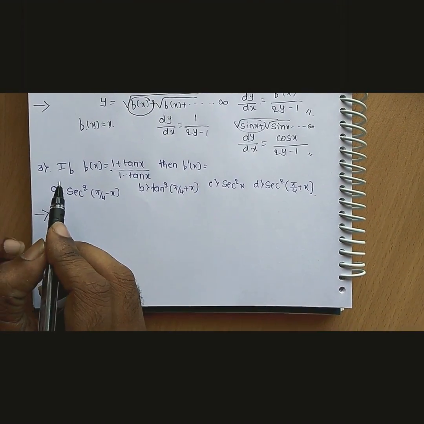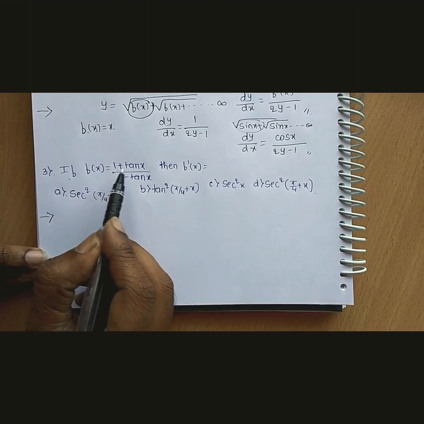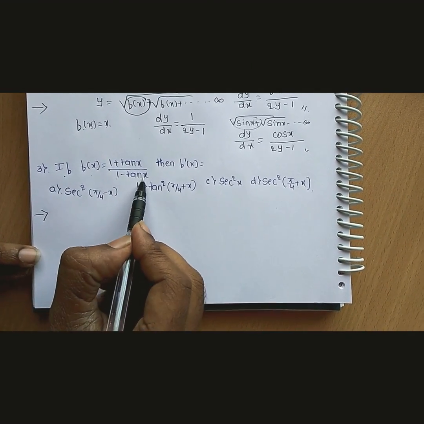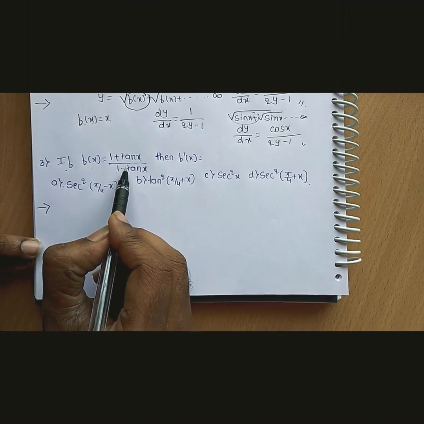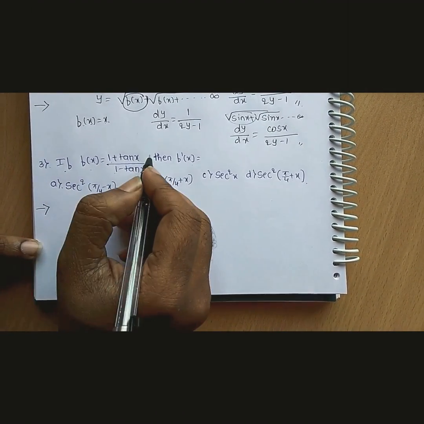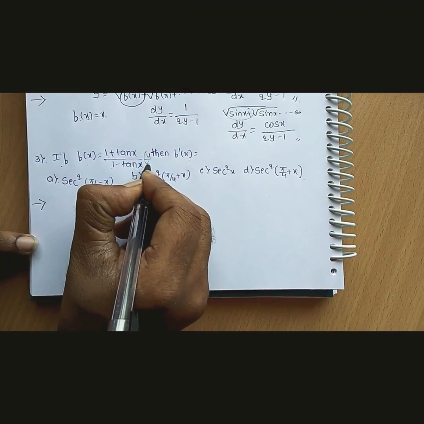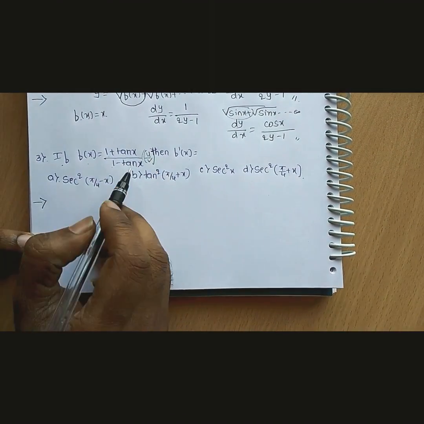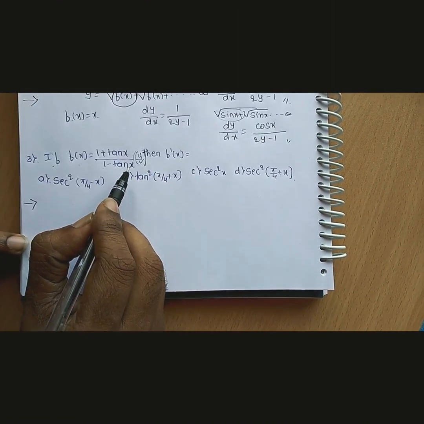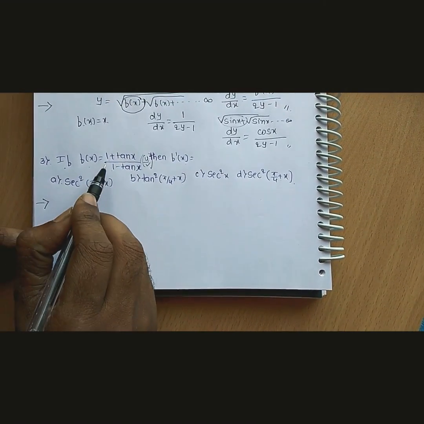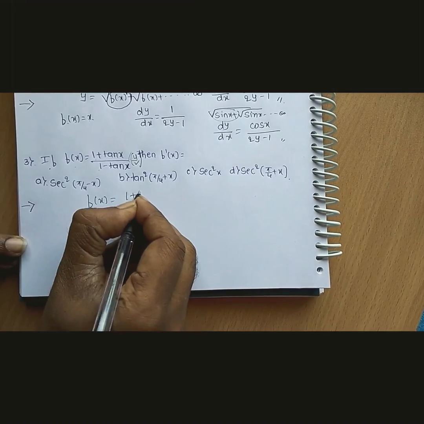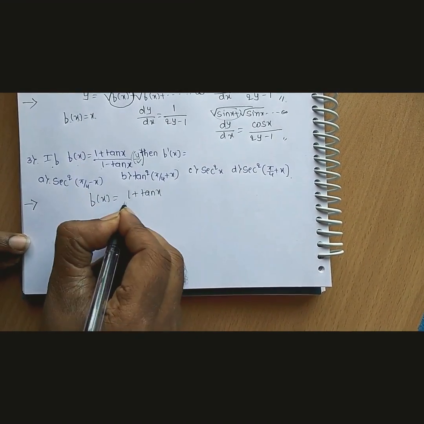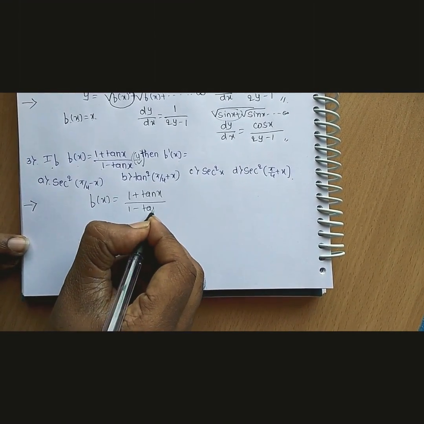Okay, see the next question. If f of x is equal to 1 plus tan x divided by 1 minus tan x, then we have to find the value of f dash of x, meaning we want the derivative of this function. If you observe this, dear students, it is of the form u divided by v, then it is very complicated. You will not get the answer easily. So f of x is equal to 1 plus tan x divided by 1 minus tan x is the given question.